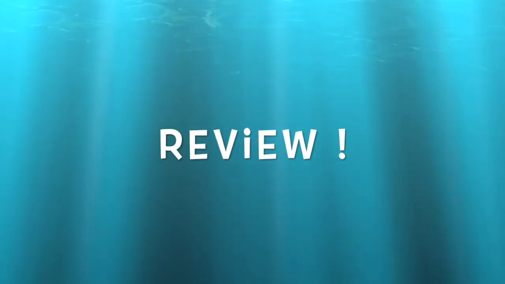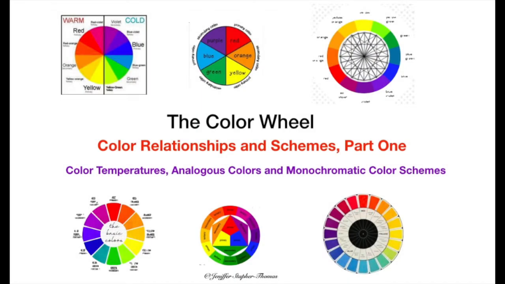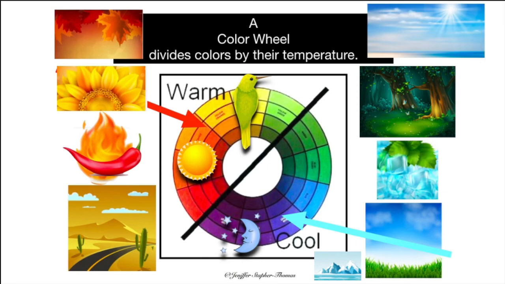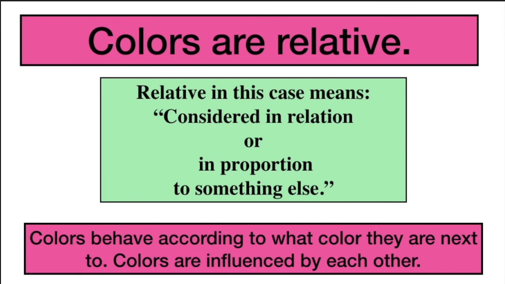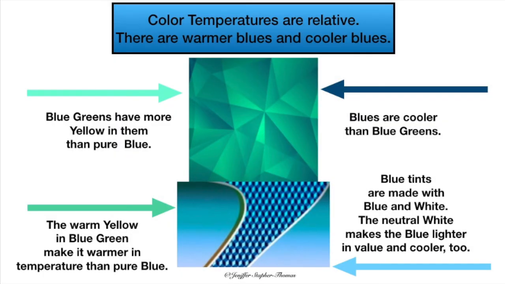Wow, it's time for a review. We have learned so much today, it's unbelievable. We learned about color relationships like the temperatures, analogous colors, monochromatic. Here's the warm and the cool. Remember that? Remember we learned about how colors are relative. They look different according to what they're next to and what they're made out of.